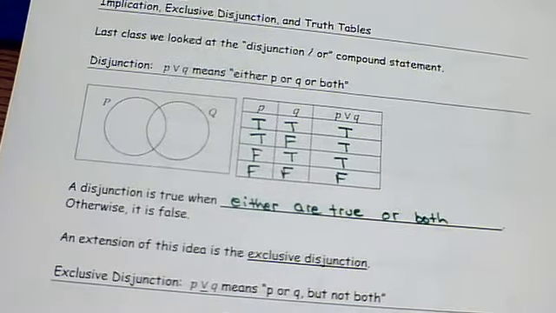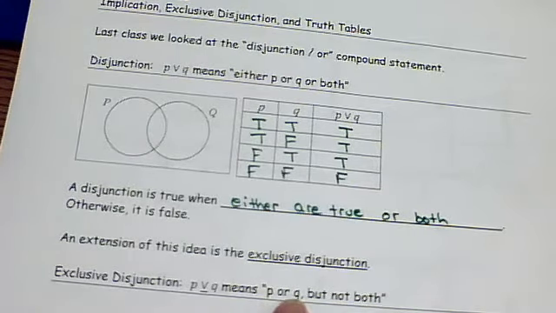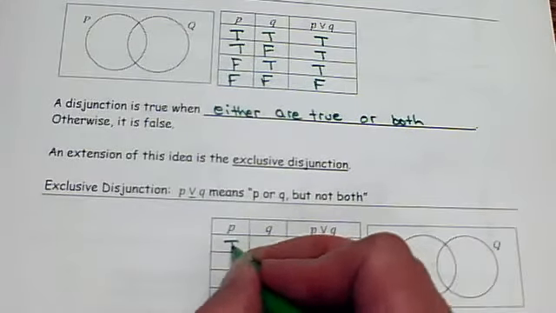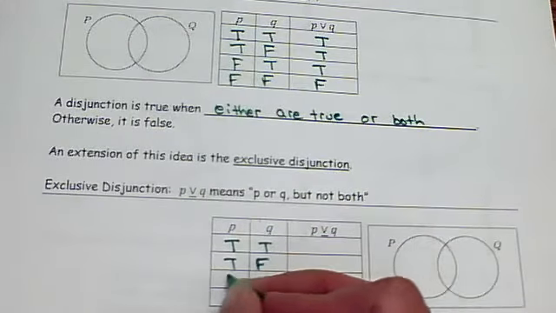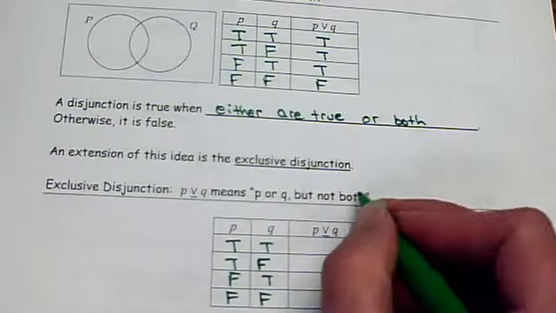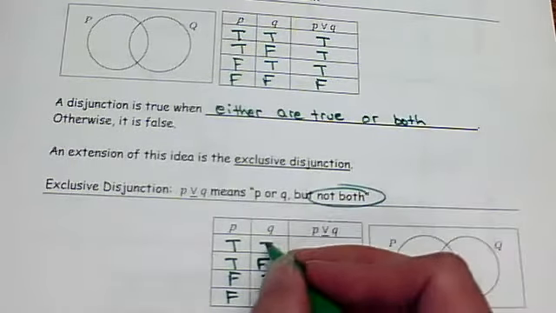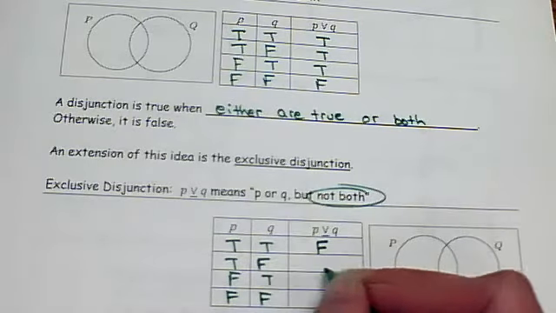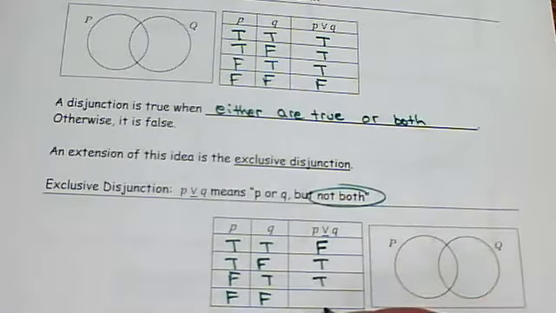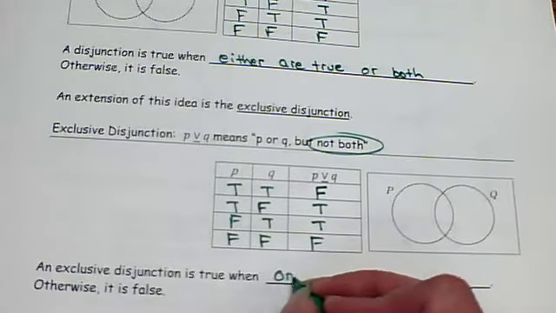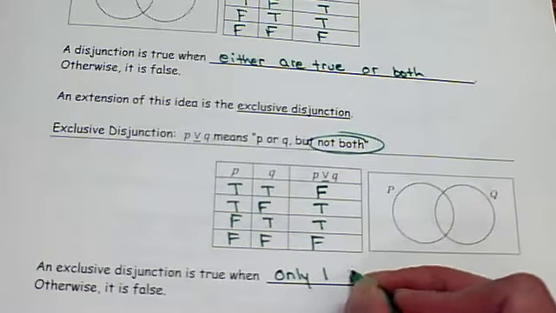Now there's something called an exclusive disjunction. This means P or Q, but not both. So what's going to change? It's going to change on that first one. So what I'm going to do is just fill in the first part. Since it says not both, that changes this. If both of them are true, we get a false. But if only one of them is true, we get a true. So an exclusive disjunction is true when only one is true.